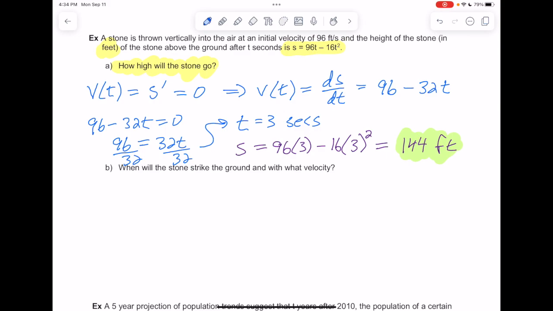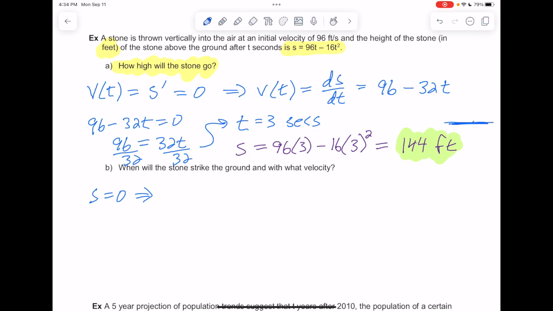All right, and then the next question is, when will the stone strike the ground and with what velocity? So when will the stone strike the ground? If we did a visual of that, we have the ground, we throw the stone up, it stops, it comes back down, and it hits. But when it hits, it's back down at the bottom again, back down to a height of 0. So the first thing we're going to do is set that height equal to 0.